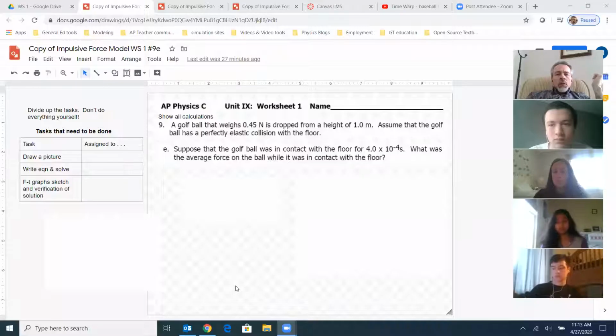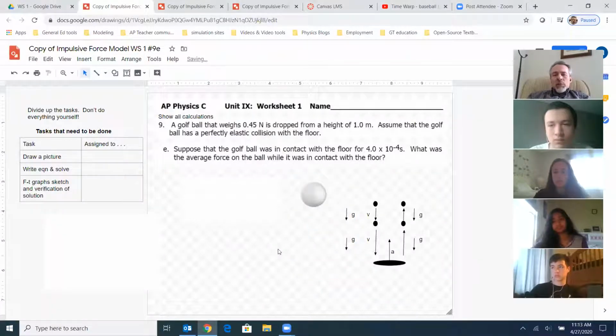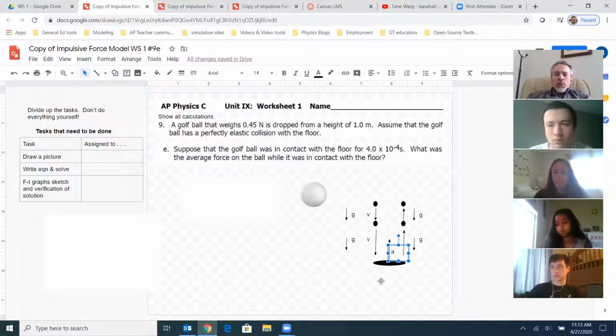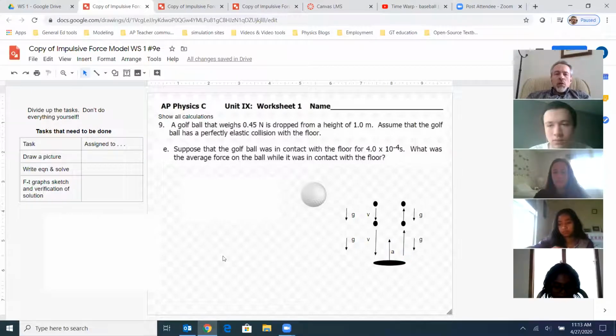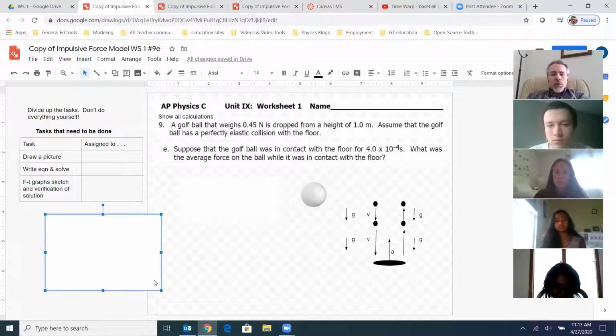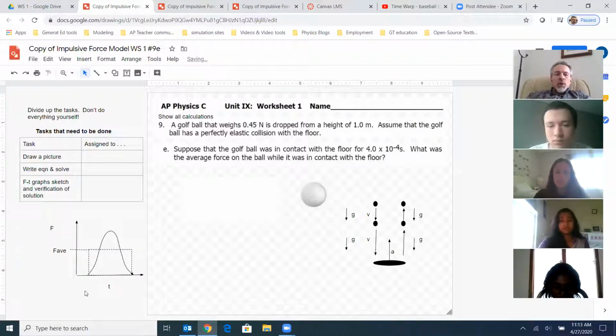Okay, so again, I'm going to share my screen with you. For this, I drew the picture. Actually, it's the same picture I had in parts A and B. And I'm trying to figure out what this force is down here at the bottom. First of all, I want you to understand that when it collides with the floor, it's not going to be a constant force. In other words, the force-time graph would look something like this.